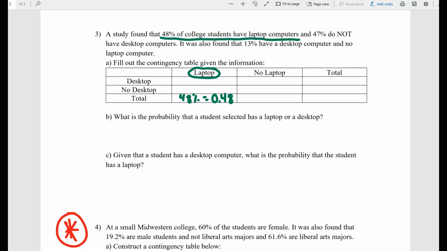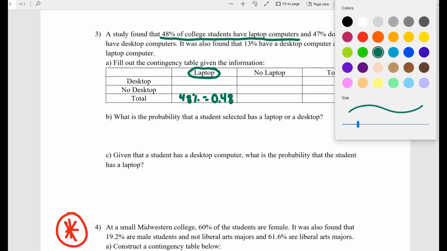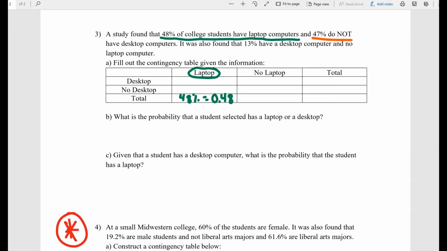We also know that 47% do not have desktop computers. So for no desktop, this is no desktop. I'm going to go all the way to the end, to the total, and that's going to be how many have no desktop computers. So 47%, or in other words 0.47, have no desktop. What else do we know? We also know that 13% have a desktop computer and no laptop computer.